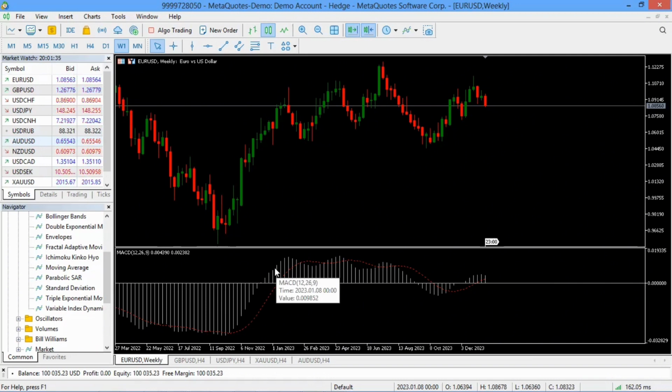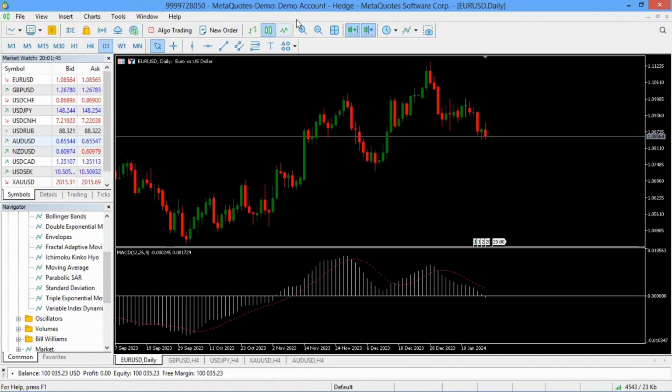How are you going to engage on the MACD? Just look at the histogram. Where is the histogram? If it's above this line, buy. If the histogram is below, sell. So this is the W chart. Let's look at this. Interesting.